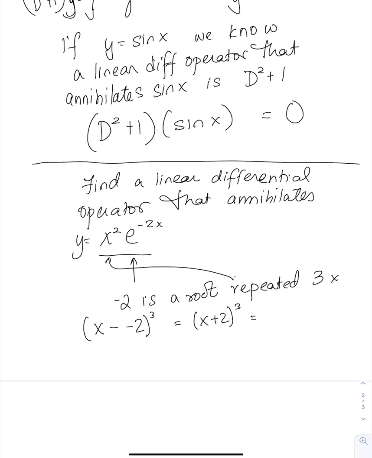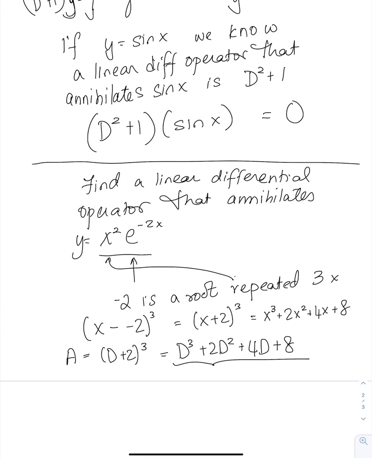So if you want, here, just cube it. You have x cubed plus 2x squared plus 4x plus 8. Or you can write down, that means that the linear differential operator is (D + 2) cubed, or D cubed plus 2D squared plus 4D plus 8, when you apply this to the function x squared e to the minus 2x.